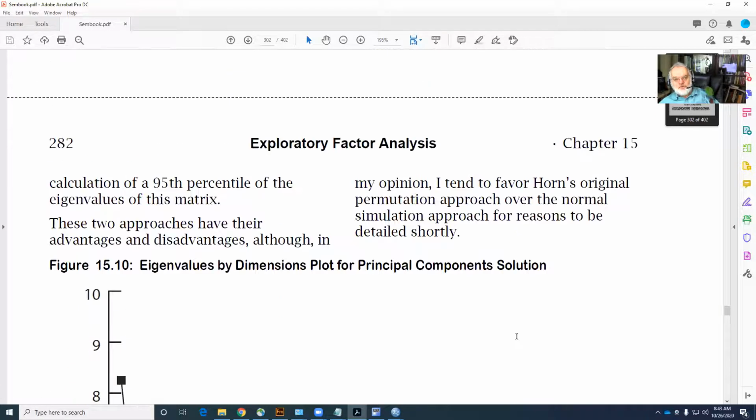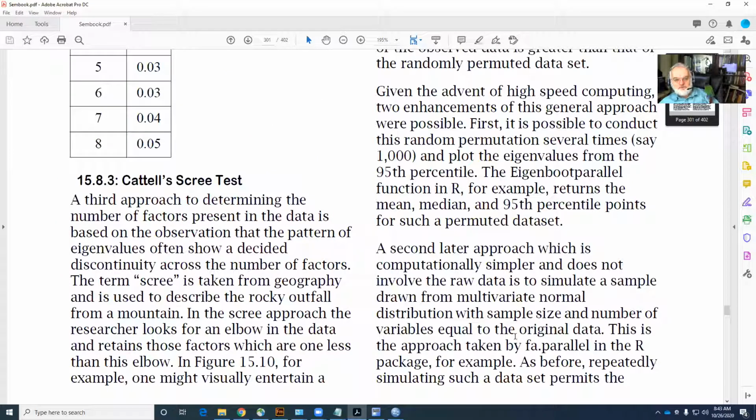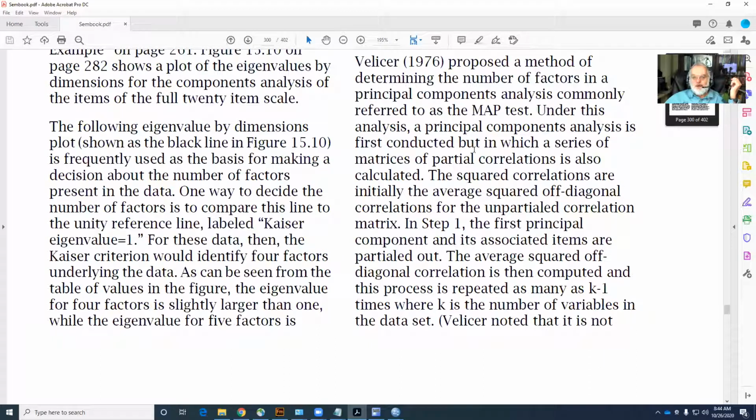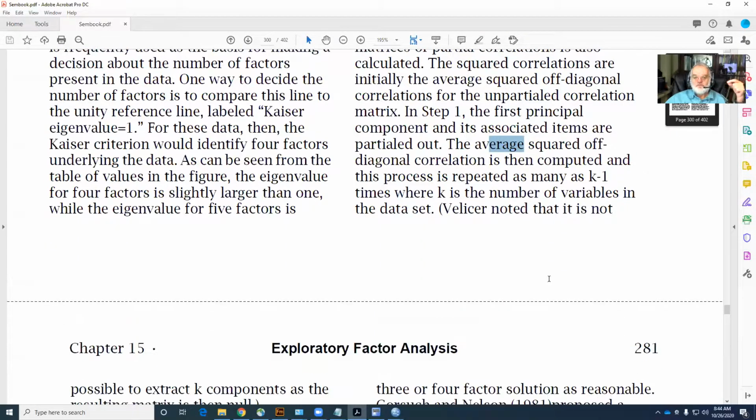But there are other decision techniques that you can have. So many of the programs like SPSS will do something called Velicer's MAP test, in which we take a components analysis and we look at partial correlations. And the squared correlations are the average squared off-diagonal correlations in that matrix. In the first step, we take out a component and we partial out all of its items. In the second test, we take the squared off-diagonal correlations and then keep repeating this as many times as we have in the data set.